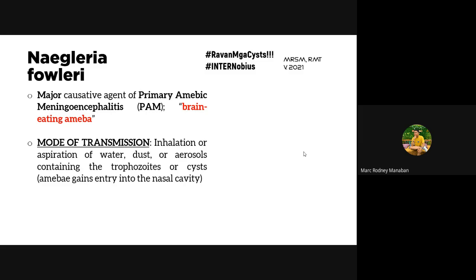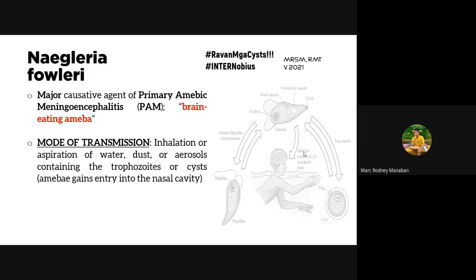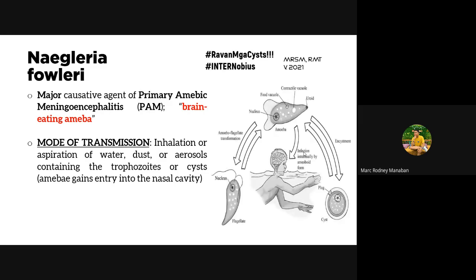Now we go to the mode of transmission. How do we get this free-living amoeba? It's through inhalation or aspiration of water, primarily water that contains your trophozoites. The trophozoite is the infective stage, and it enters through your nose. So through inhalation, usually of water while swimming. When you swim and inhale water that contains trophozoites of the amoeba, that's where the infection can occur.